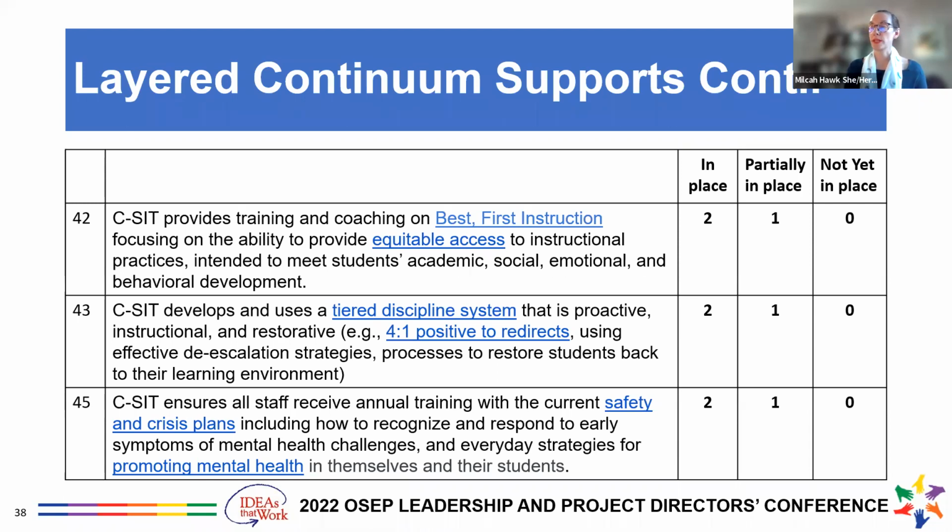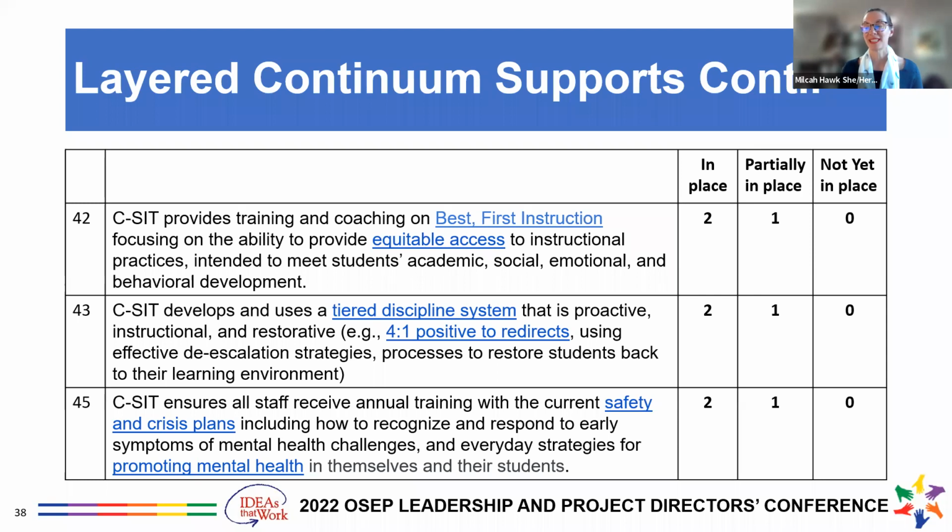Item 43 is directly tied to PBIS. CSIT develops and uses a tiered discipline system that is proactive, instructional, and restorative. For example, the 4-to-1 positive redirects, using effective de-escalation strategies, processes to restore students back to their learning environment. It's important to point out restorative, a step often forgotten in schools, and we need to recall those restorative practices.